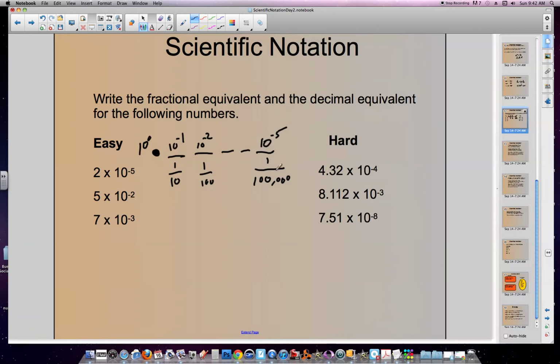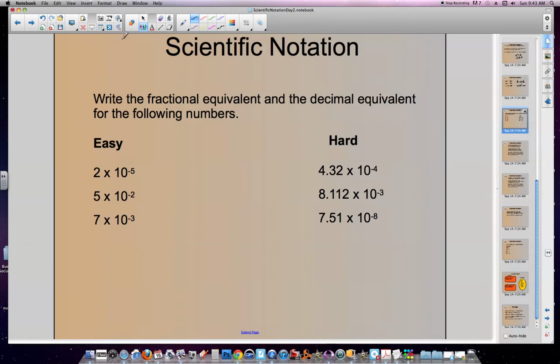What's my coefficient? It's 2. So if we multiply this by 2, we wind up with 2 over 100,000. And in decimal notation, let's see, this is the 1, 2, 3, 4, 5. This is the 5th place value to the right of the decimal. So 1, 2, 3, 4, 5. There's a 2 there, right? That's the digit in that place value. So this is the fraction equivalent of this, and this is the decimal equivalent of this.